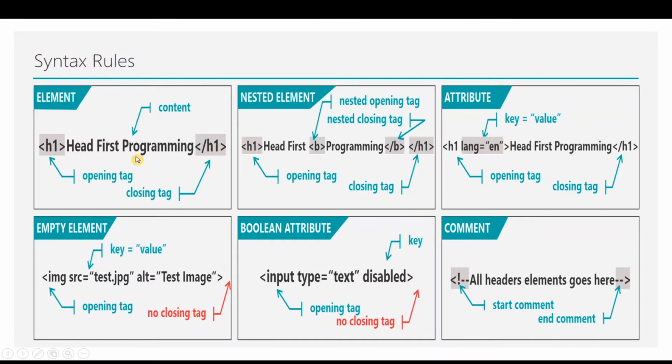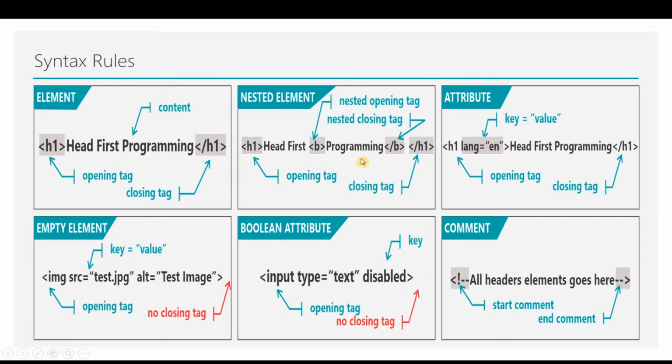So H1 here tells the browser to consider the text Head First Programming as a level 1 heading. HTML came up with 6 levels of headings, namely H1, H2, and up until H6 to give us the ability to mark headlines based on their level of importance on the page. So titles wrapped inside H1 are of utmost importance, while those surrounded by H6 signify least importance.